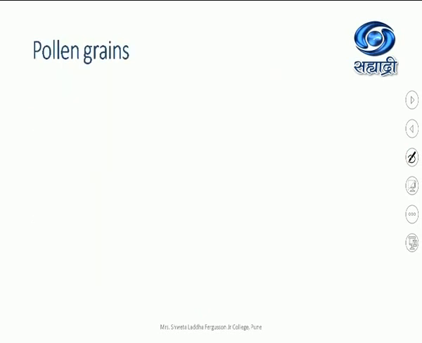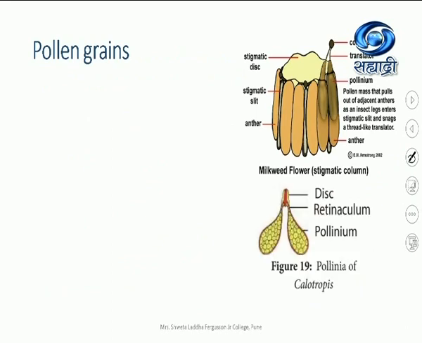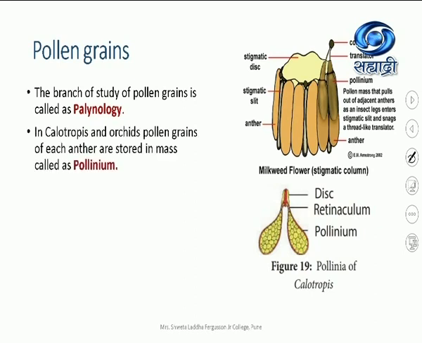So this was about the structure of pollen grain. Now more details about pollen grains. The branch of biology where we study entire detailed things about pollen grain is called palynology. In Calotropis, I had taught you this also in hercogamy and orchids, pollen grains of each anther are stored in a mass, and this mass is called pollinia. And it is a very good example of hercogamy found in milkweed. Milkweed is Calotropis, and therefore self-pollination is prevented and cross-pollination takes place.